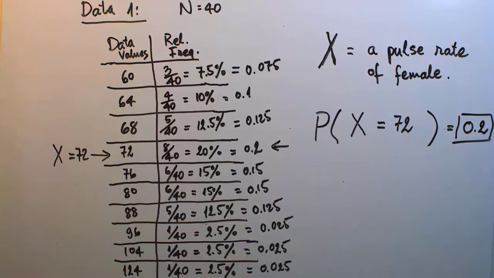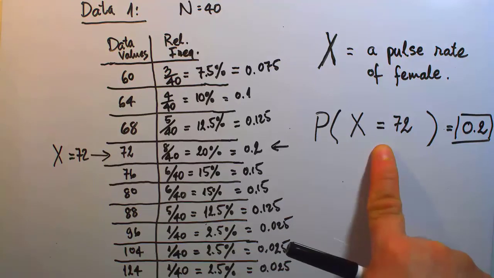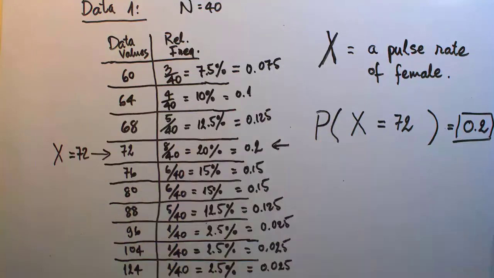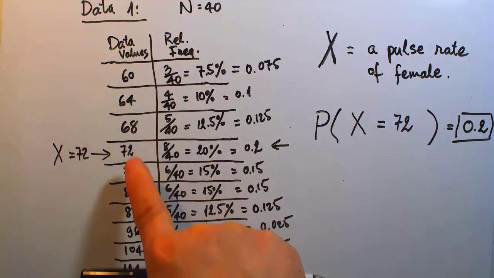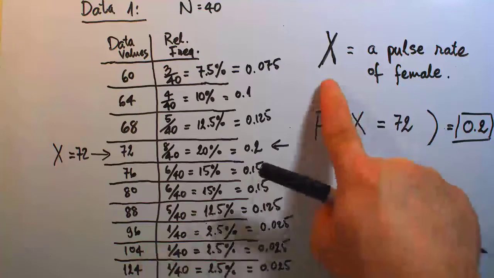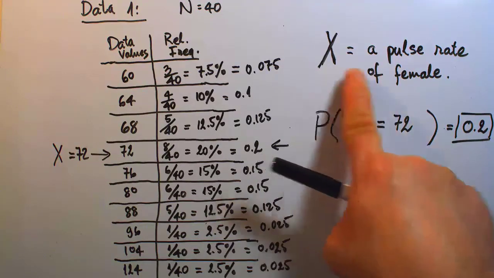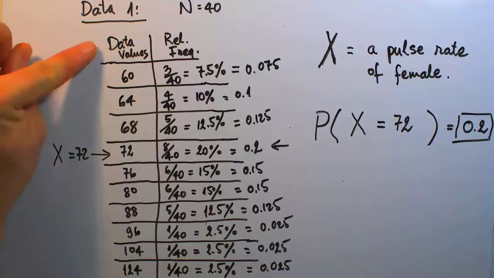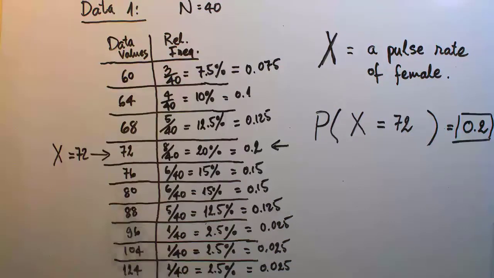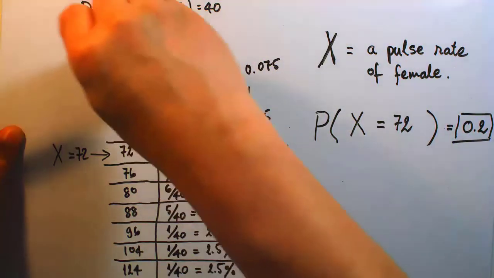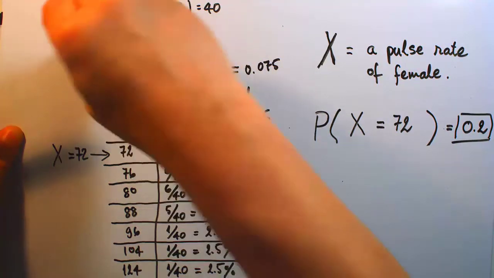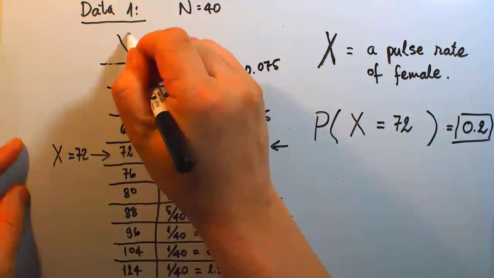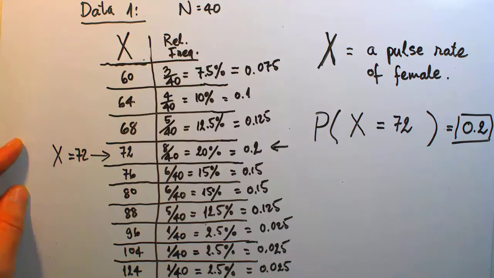I hope at this point, once I brought up that question, you're starting to see my intention. What I just did is name any of these values with a general variable, and I let this variable represent a pulse rate of female. So now allow me to go back to this data, and I'm going to erase that name here. Instead of labeling these data values, I'm going to regard them as the different values of our defined x variable.